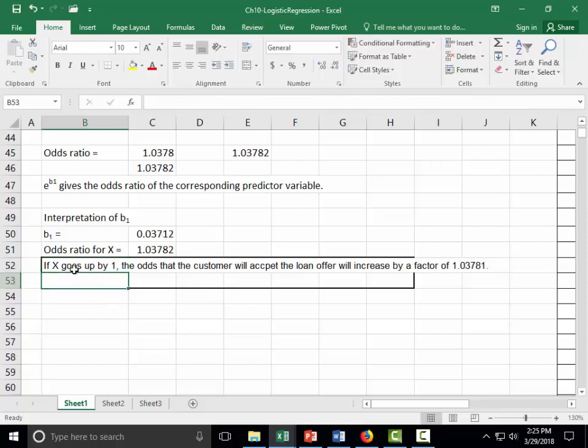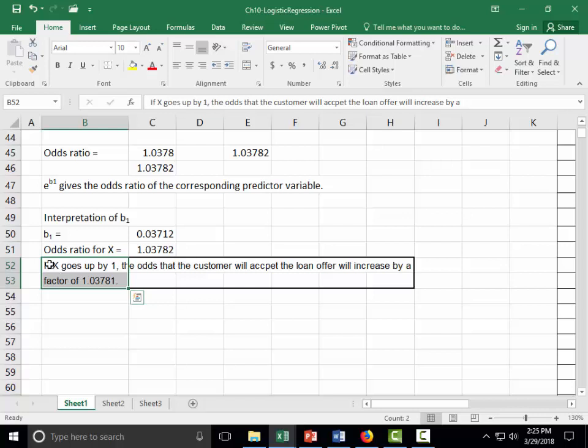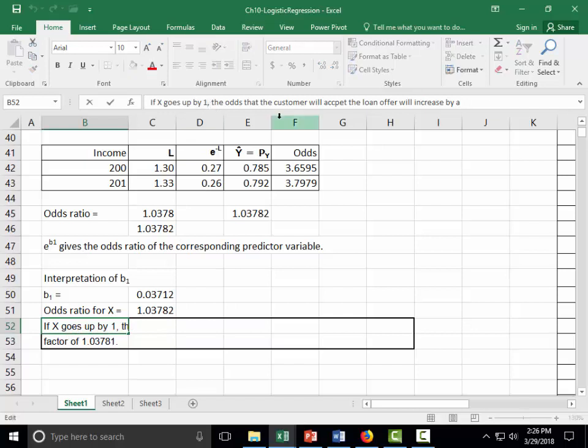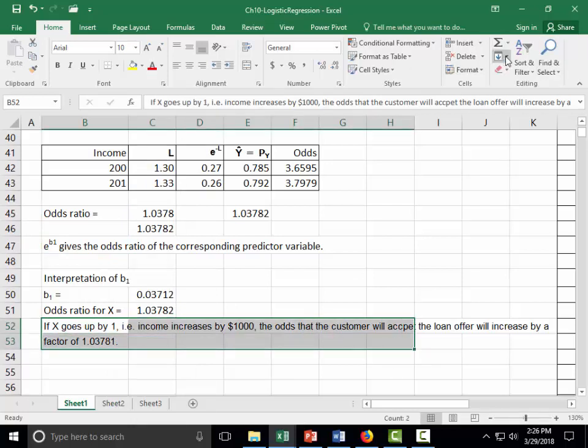Only thing is, this is not a good interpretation. The reason is that saying X goes up by 1 doesn't give a good sense of what it is. What is X? X is income, and you have to bring in the units also. You can't just say if income goes up by 1. If X goes up by 1, that would mean income will go up by $1,000, because income is in $1,000s. So if X goes up by 1, i.e., income increases by $1,000, then the odds will increase by that factor. You need to make sure that the text is justified.